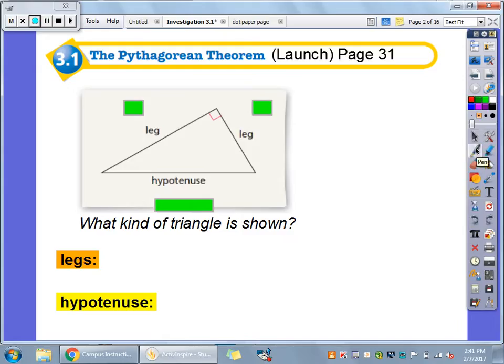To put a more concrete idea to which ones are the legs and which one is the hypotenuse: the legs are the ones that create the 90-degree angle, so they're the ones that touch the 90-degree angle, and the hypotenuse is always opposite the 90-degree angle. I always think of this little square as a little arrow, and so it points at what your hypotenuse is. So the legs create the right angle, and the hypotenuse is always opposite the right angle.